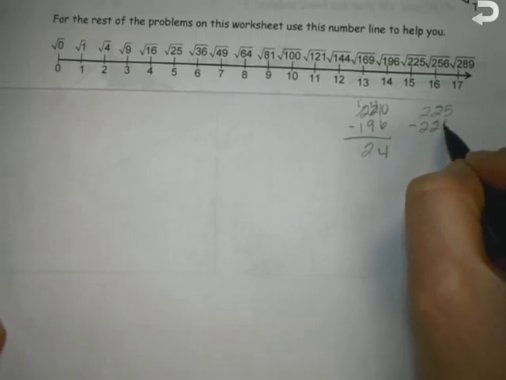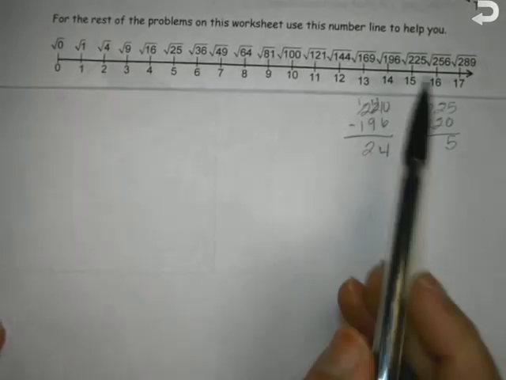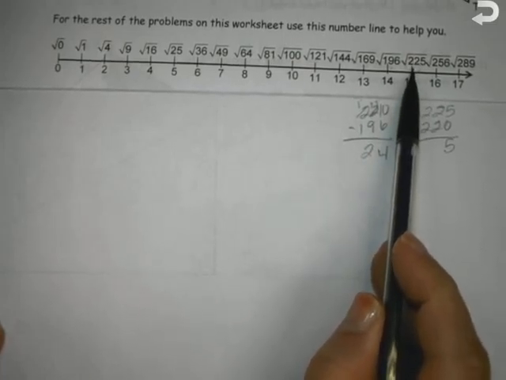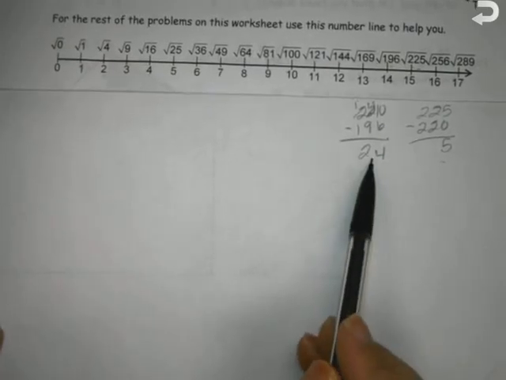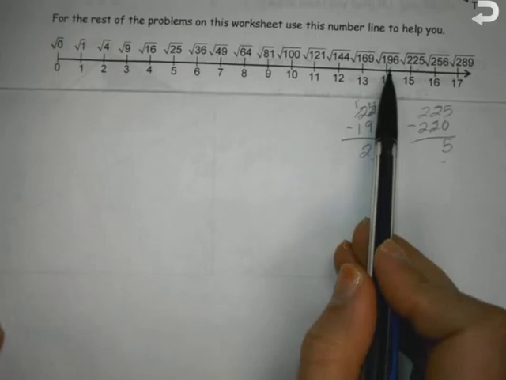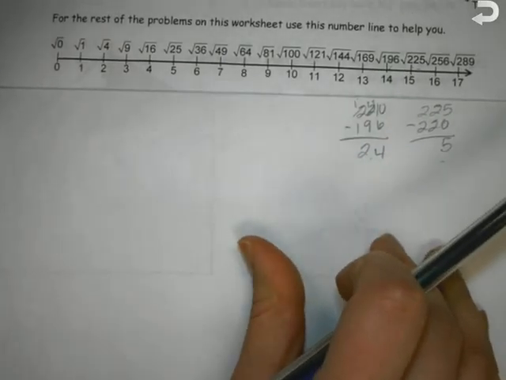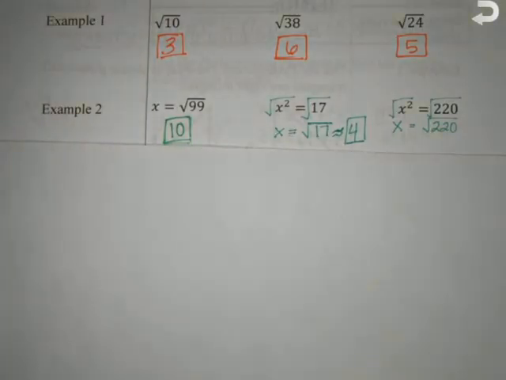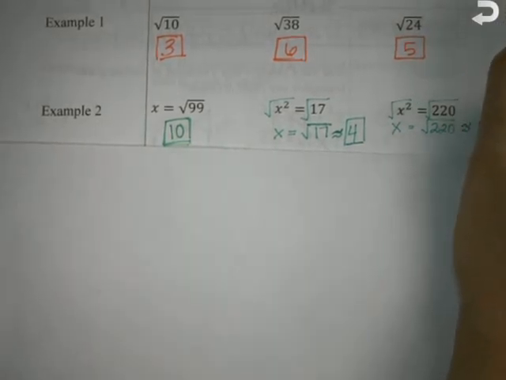It's 5 away. So which one is it closest to? 196 or 225? It's closer to 225. It's only 5 points away from 225, and it's 24 away from 196. So the square root of 220 is about equal to what? 15. We round up on that one.